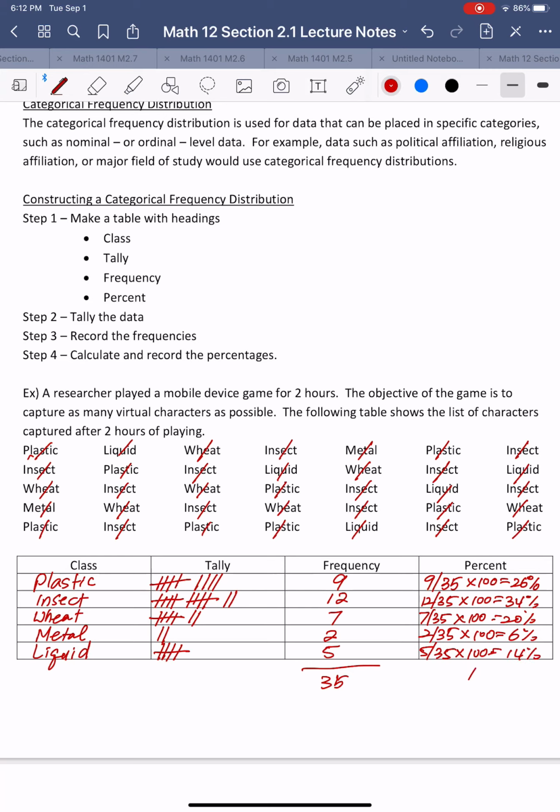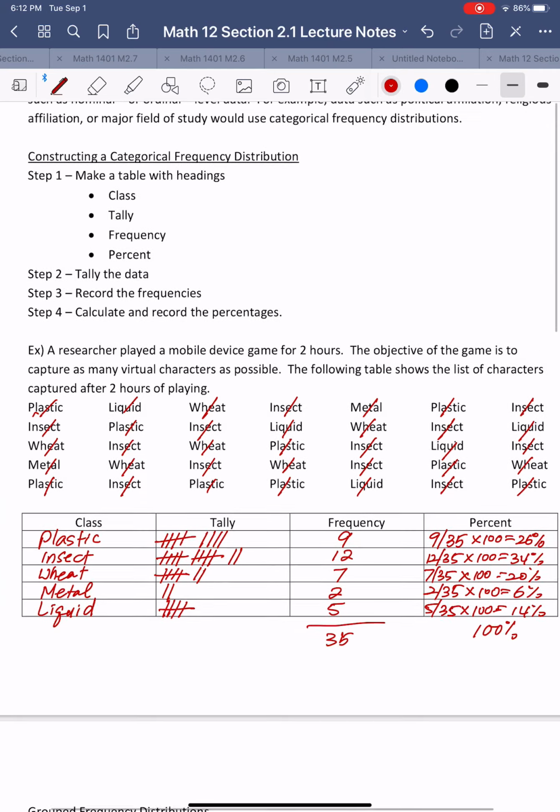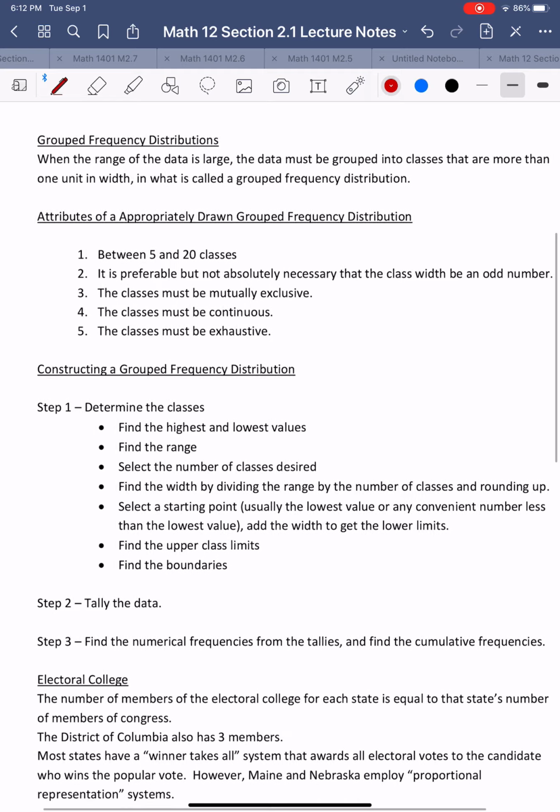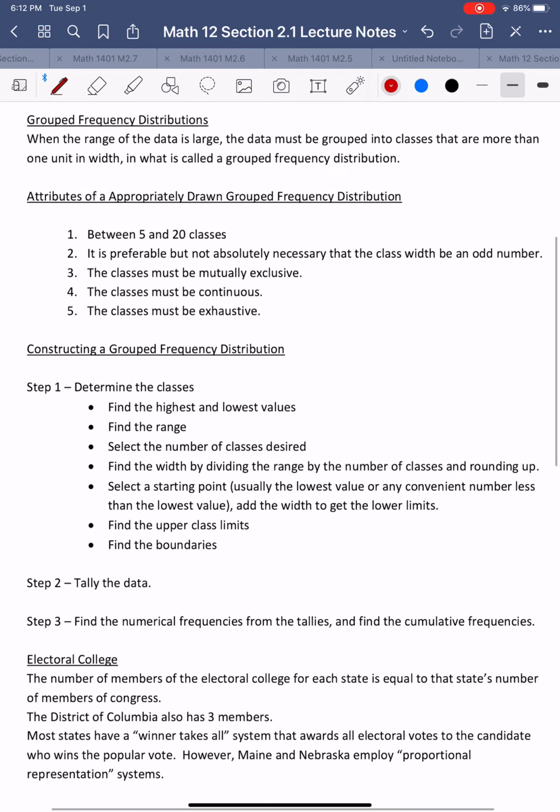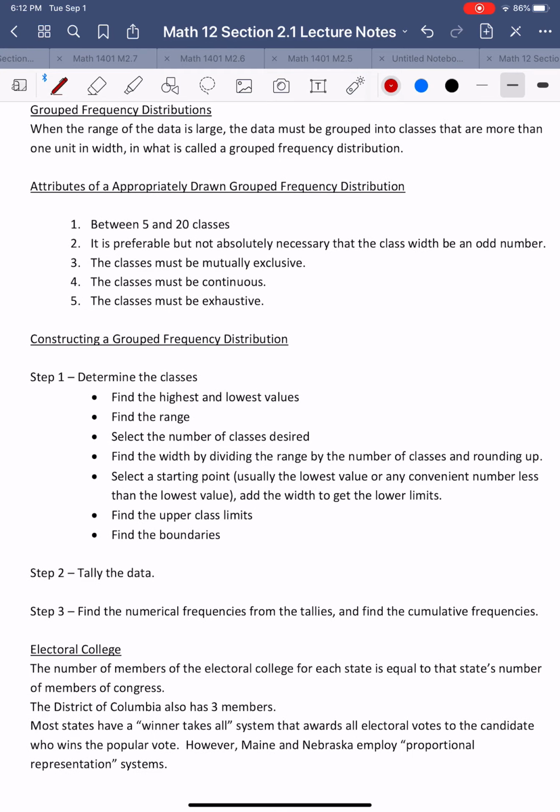The total percentage should be 100 too. That's how you make the table. Now, grouped frequency distribution. When the range of the data is large, data must be grouped into classes that are more than 1 unit in width, in what is called a grouped frequency distribution.